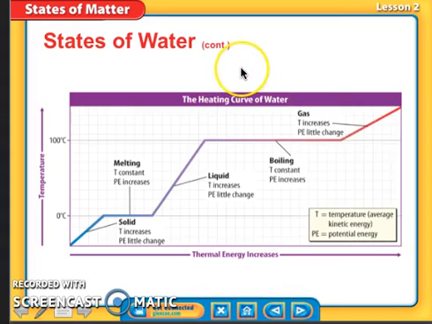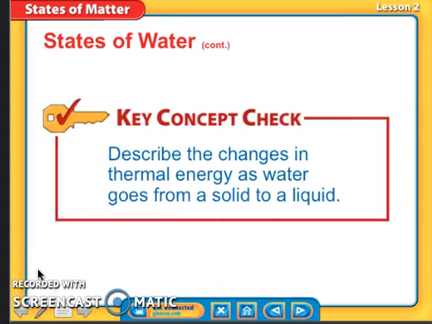Now this picture right here, we're going to do a lab with this, but again, you have your solid state, melts, liquid, starts to boil, and then turns into a gas. If you went backwards, it would be gas, condensation, liquid, freezing, solid.